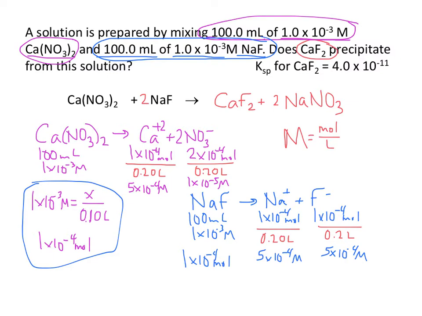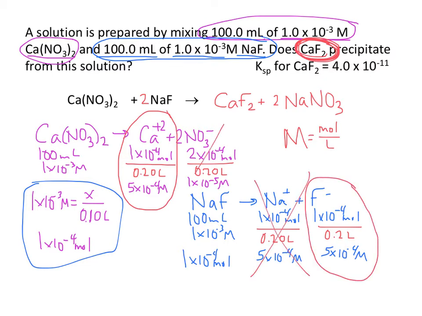Now this question particularly is asking about whether or not calcium fluoride precipitates. So since it's only looking for calcium and fluoride, technically, all I really needed was those two. I don't actually care about the sodium and the nitrate, because the question's not asking about them. So 5 times 10 to the negative 4 moles of fluoride, 5 times 10 to the negative 4 moles of calcium in a beaker. Do these ions precipitate into a solid, or do they separate into ions?